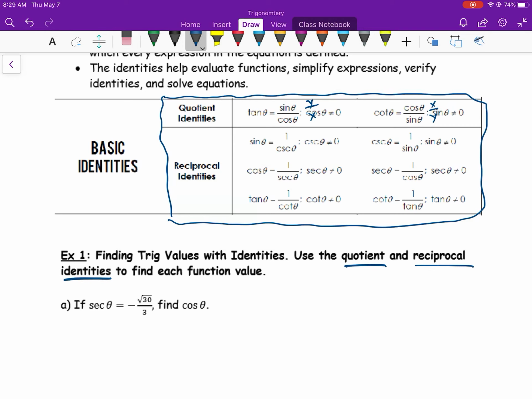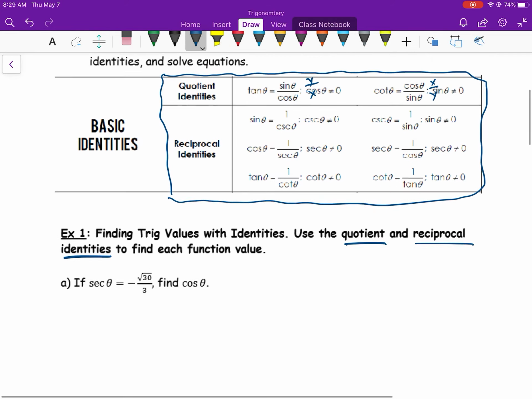Alright, so the flip of sine is cosecant, the flip of cosecant is sine, flip of cosine is secant, secant is cosine, and tangent is cotangent, cotangent is tangent. Alright, so that's basically what they're saying.